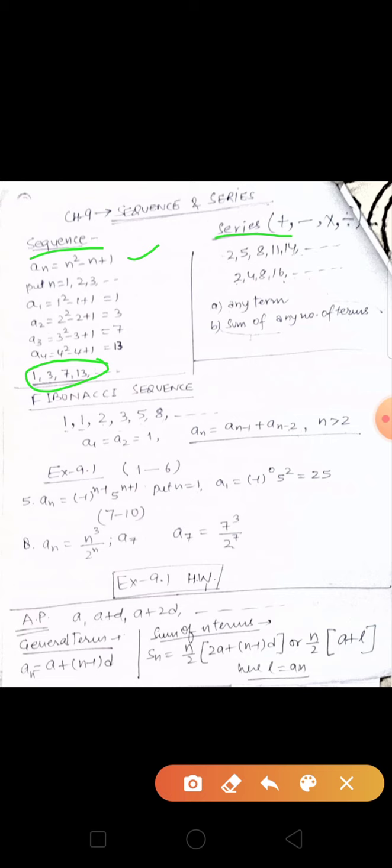If we put n equals 1, we get 1 square minus 1 plus 1, which is 1. If we put n equals 2, we get 2 square minus 2 plus 1, which is 3. If we put n equals 3, we get 3 square minus 3 plus 1, which is 7. Similarly, if we put n equals 4, a4 will be 4 square minus 4 plus 1, which is 13.